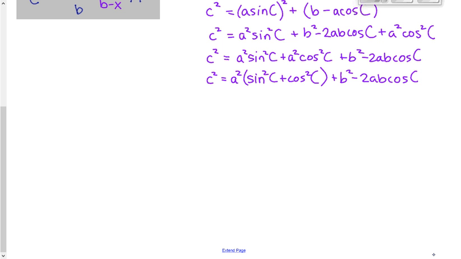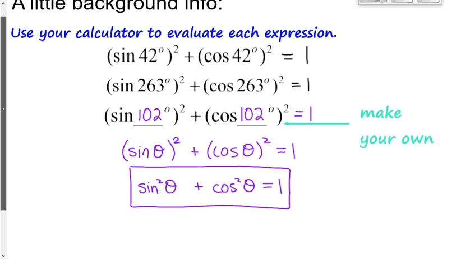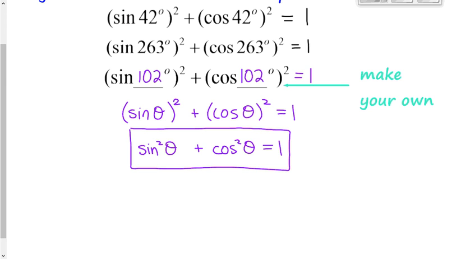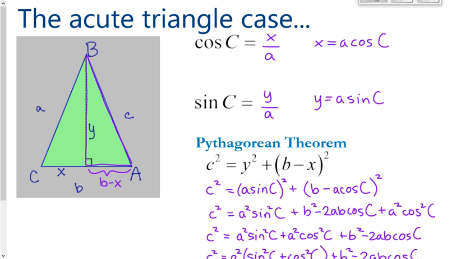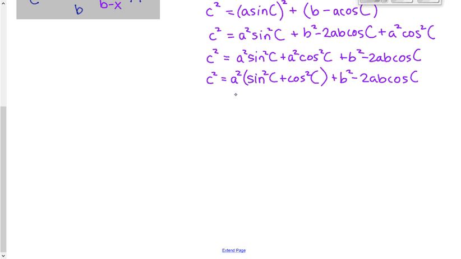And remember from the background information that sine squared theta plus cosine squared theta equals 1, no matter what the angle is. So that's true here as well. Sine squared c plus cosine squared c equals 1. So I have a times 1. So that gives me just c squared equals a squared plus b squared minus 2ab cosine c.